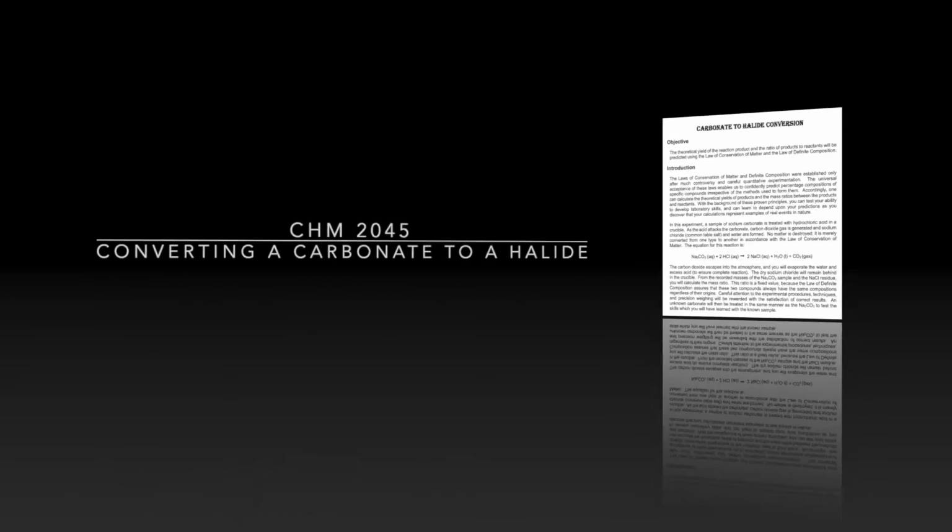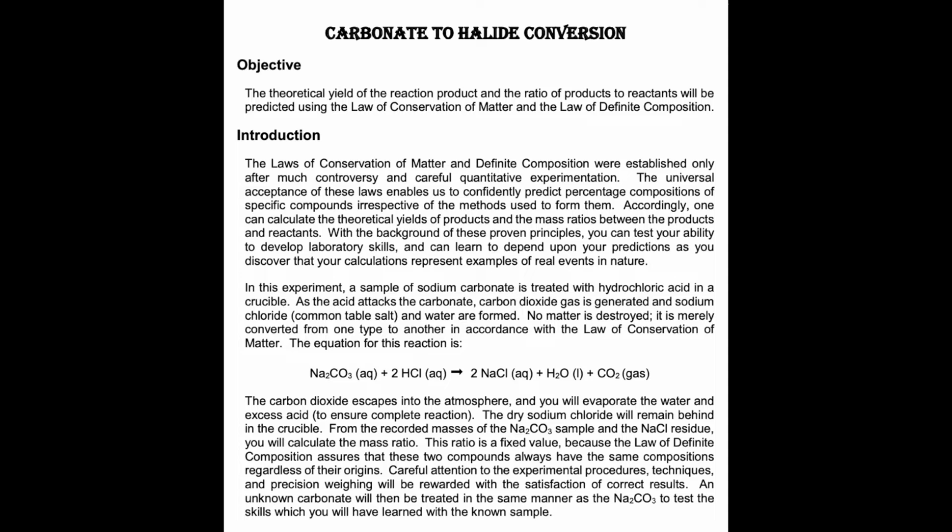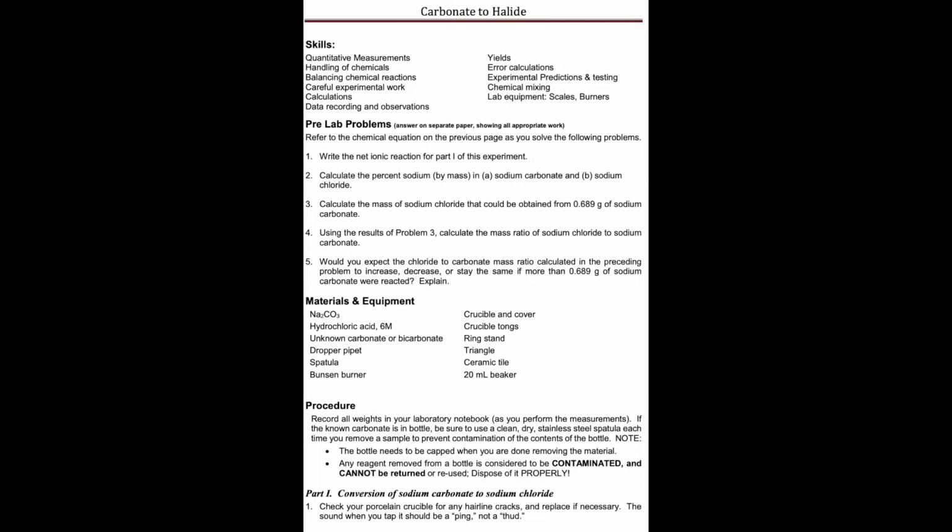In this lab activity, we're going to convert a carbonate to a halide through a chemical reaction. Notice the balanced chemical equation and our resulting products of sodium chloride, liquid water, and gaseous carbon dioxide.